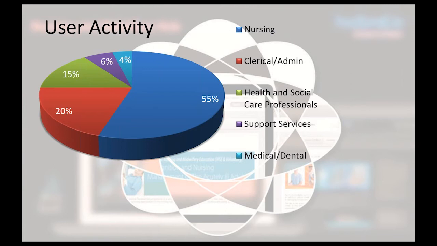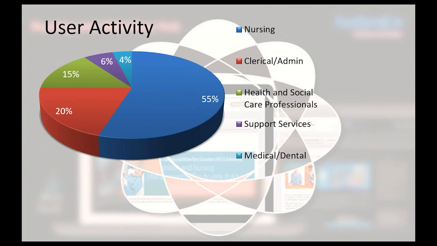What you're looking at here is a pie chart that shows the distribution across the various disciplines within health and social care. And as you can see, our colleagues in nursing and midwifery make up the very largest portion of people using HSELanD at 55%, followed by clerical admin staff at 20%, and then our colleagues in health and social care at 15%. So HSELanD continues to grow, and hopefully with the introduction of the HELM project, that pattern will continue.